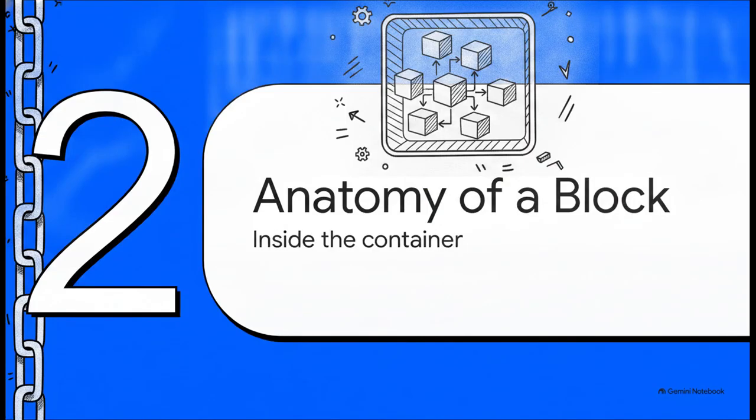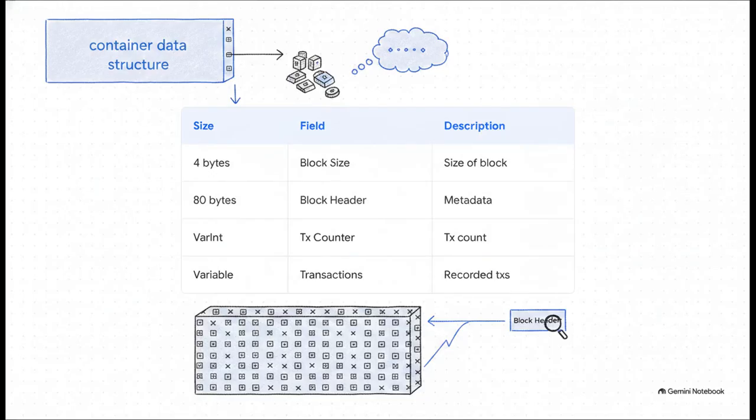Section 2, anatomy of a block, inside the container data structure. A block is essentially just a container data structure. Breaking it down, you've got your total block size, a block header, a transaction counter, and then the actual recorded transactions themselves. What I find absolutely mind-boggling here is the massive difference in scale.